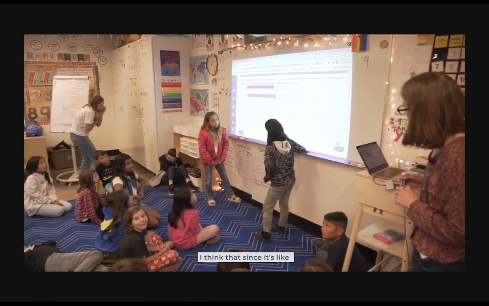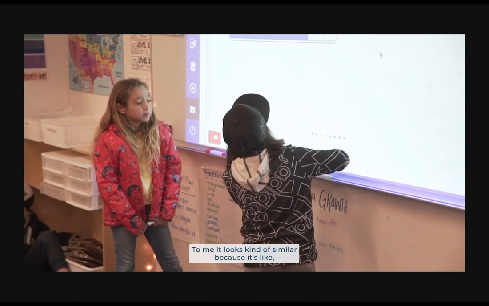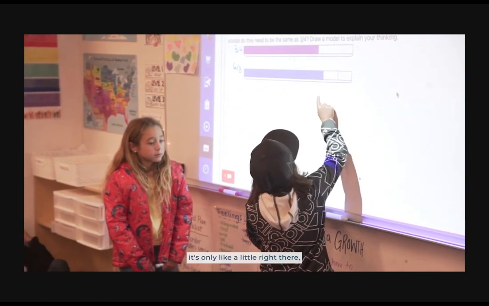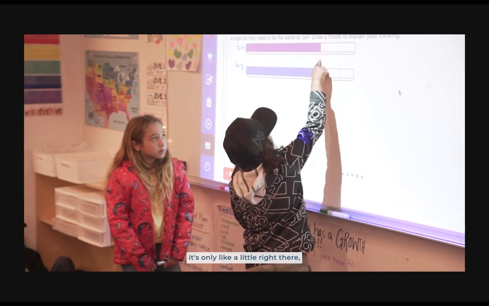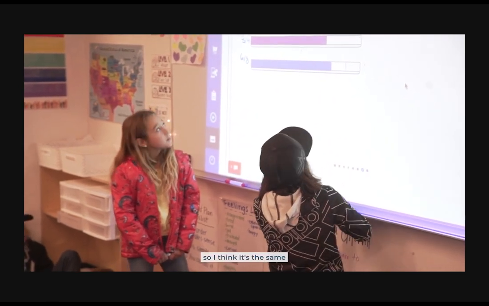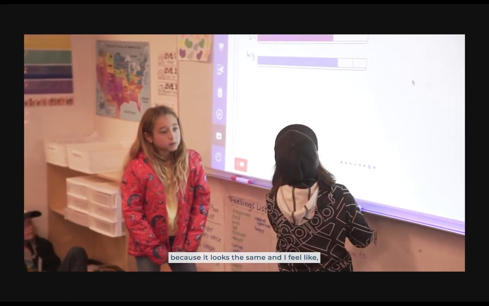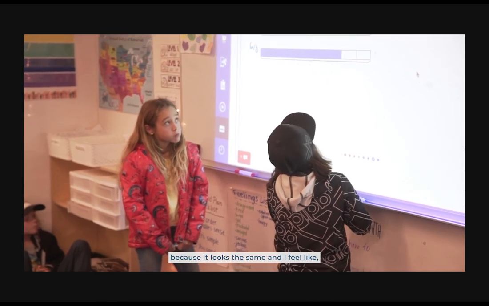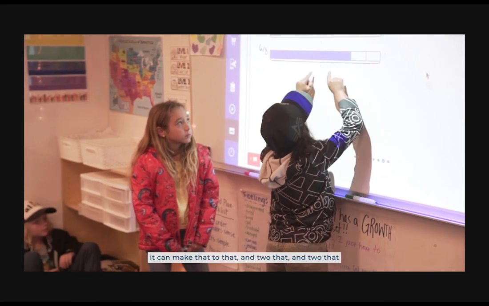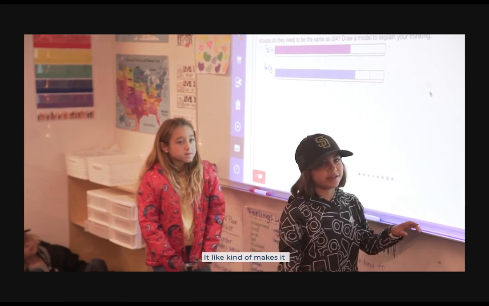I think that since it's like, to me it looks kind of similar because it's only like a little right there and that wouldn't change anything. So I think it's the same because it looks the same, and if you put like 2 of these, it could make that, and then 2 that, 2 that. It kind of makes it.